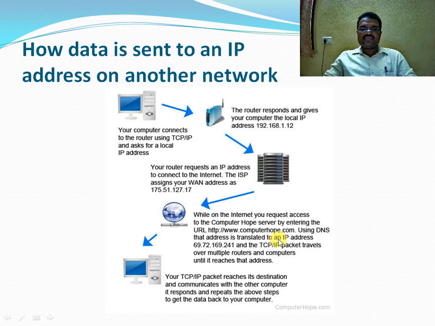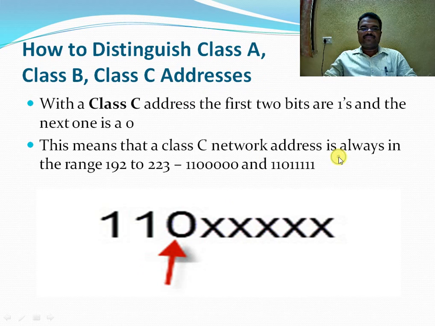While on the internet, we request access to the home server computer by entering its name, using DNS. The address is translated to an IP address. The TCP/IP packets travel over multiple routers and computers until they reach that address. When the TCP/IP packet reaches its destination, it communicates with the other computer, which responds and repeats the above steps to get the data back to our computer. So this is the process of sending data in the network.